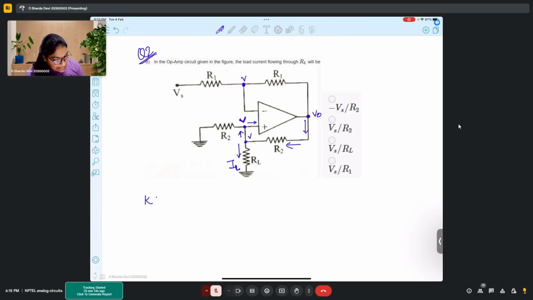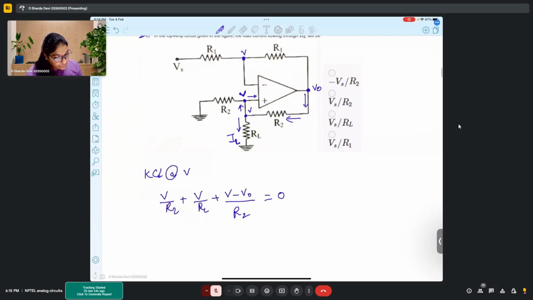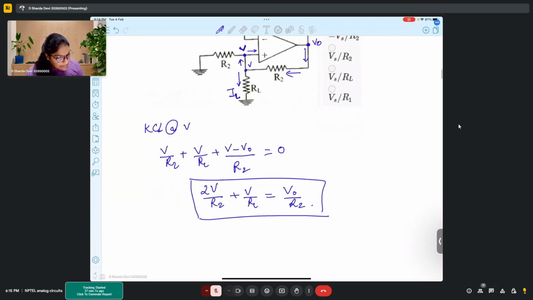So let's write KCL at V. When we write KCL at V, we have V by R2 plus V by RL plus V minus V naught by R2 equal to 0, which is 2V by R2 plus V by RL is V naught by R2. This is one equation.